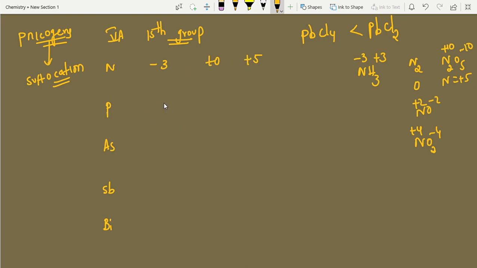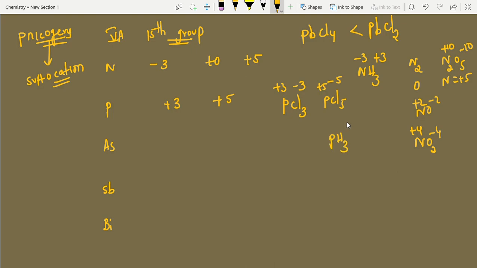What about phosphorus? Phosphorus can show +3 and +5. Variable valency. More than one valency means definitely you can say it is variable valency. It can vary. See PCl3, PCl5. We have +3 and +5.